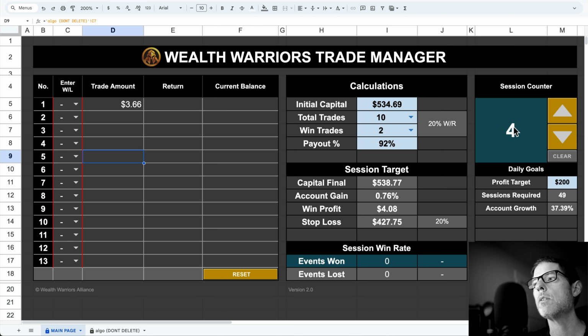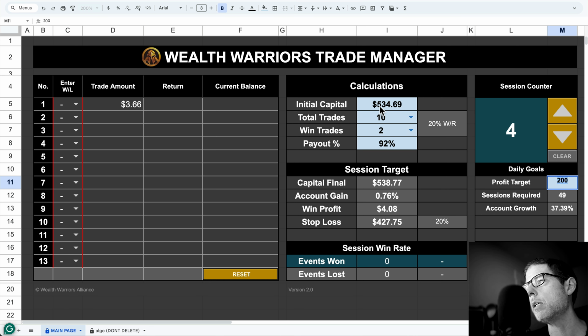Now we've added this because we like to keep track of how many sessions that we're doing, because we may have a goal or something like that. Now, as far as the goals go, there is something that I've included inside of the spreadsheet, which is called daily goals. So now a lot of this depends on the amount of capital that you have inside Pocket Option. You know, the more you have, of course, the higher your profit target or daily goal can be. So for me, I have $200, but that's pretty high for initial capital of only $500 something.